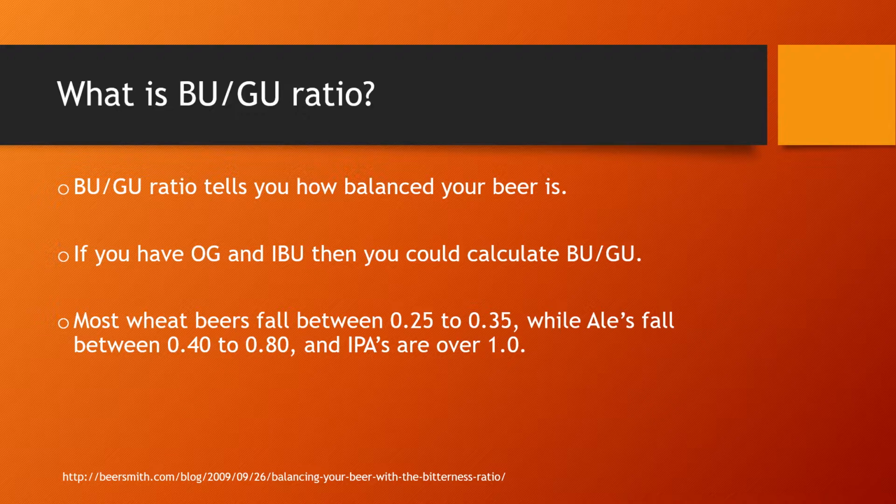What is BU to GU ratio? As I mentioned before, BU to GU tells you how balanced the beer is. If you have OG in your data set and IBU, you can actually calculate BU to GU, which is what I did. I created a brand new column, which I called BU to GU. According to a source, most wheat beers fall between 0.25 to 0.35. Most ales fall between 0.40 and 0.80, and most of your IPAs live anywhere at or above 1.0 BU to GU.